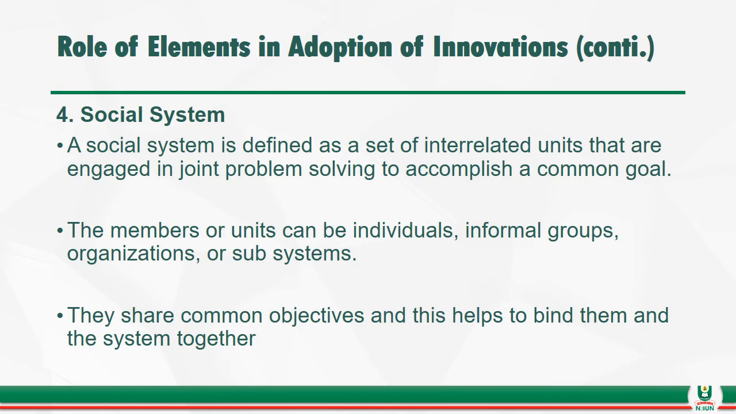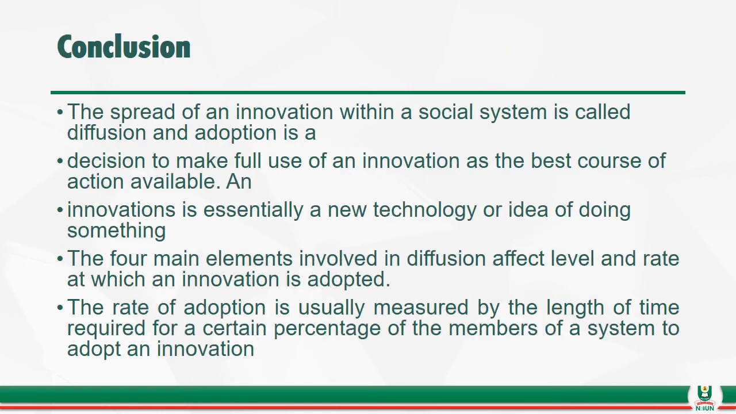The fourth is the social system. Talking about social system, which is the fourth element in adoption of innovation, a social system is defined as a set of interrelated units that are engaged in joint problem solving to accomplish a common goal. The members or units can be individuals, informal groups, organizations, or subsystems. They share common objectives, and this helps to bind them and the system together.